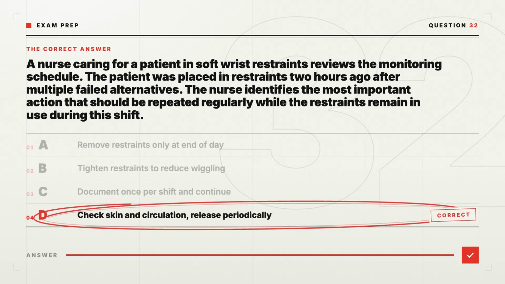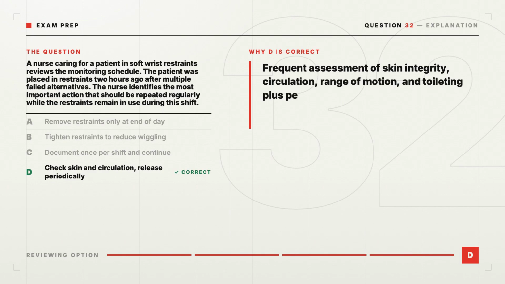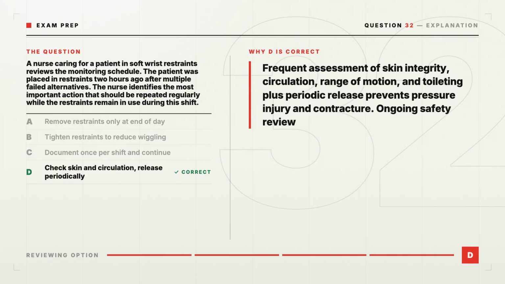The correct answer is D. Check skin and circulation, release periodically. D is correct because frequent assessment of skin integrity, circulation, range of motion, and toileting plus periodic release prevents pressure injury and contracture. Ongoing safety review also confirms whether restraints can finally be discontinued.